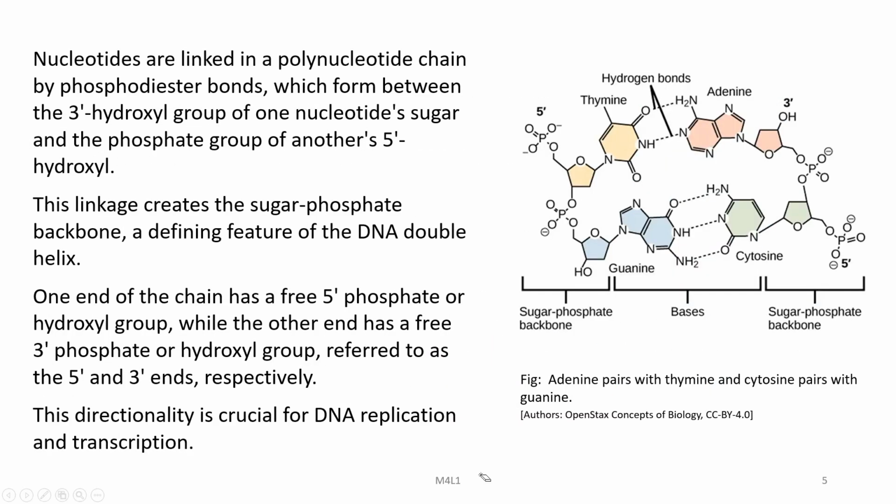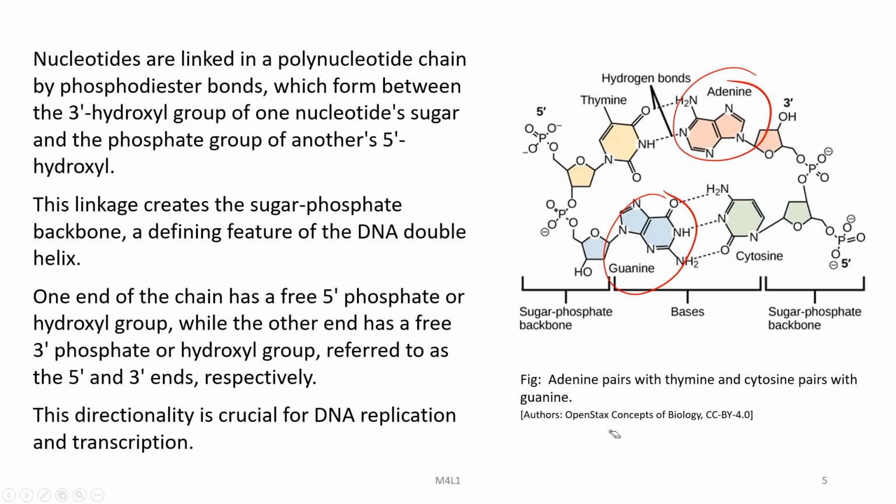These nucleotides are linked in a polynucleotide chain, as we have just mentioned, by phosphodiester bonds, and these form between the 3' hydroxyl group of one nucleotide sugar and the phosphate group at another's 5' hydroxyl group. And this linkage creates the sugar-phosphate backbone, which is a defining feature of the DNA double helix. Now, you can see here the sugar residues, and the sugar-phosphate backbone with the phosphate groups, and then you see the thymine, adenine, guanine and cytosine.